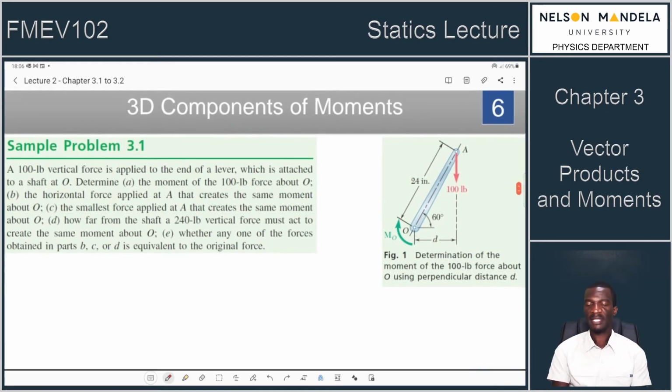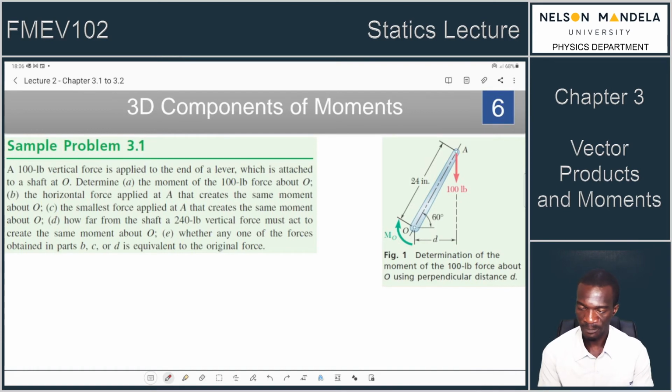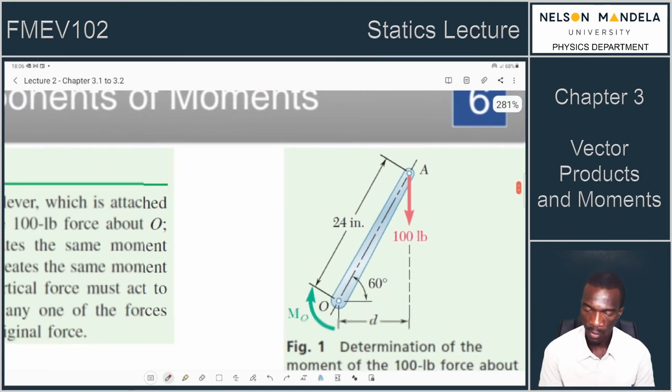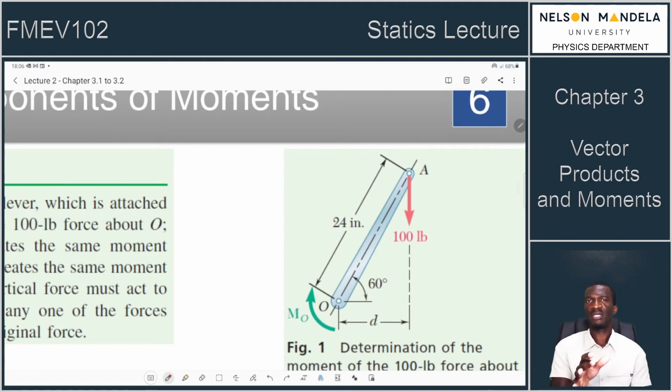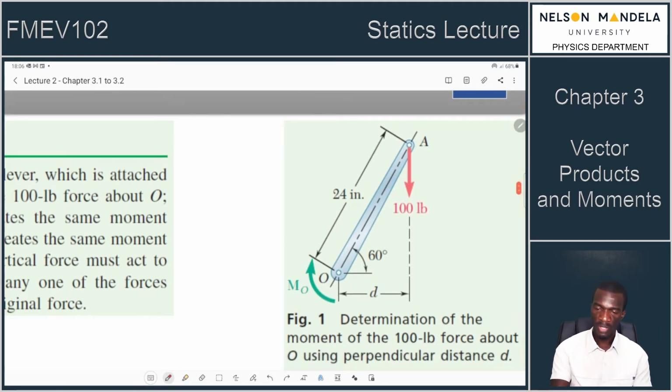So there comes sample problem 3.1. This sample problem says a 100-pound vertical force is applied to the end of a lever. So the free body diagram is here with us. The moment we see this, I hope, you mentioned that you did your engineering drawing. So there is this line that you always see on objects. Even though there's a thicker side and a thin side on the other side, this line always is drawn on the axis of whatever object of concern.